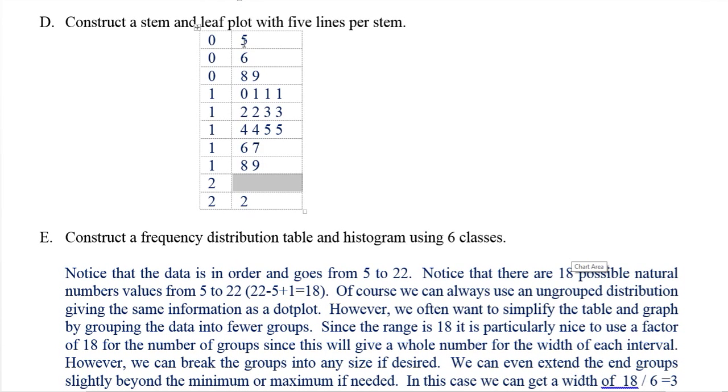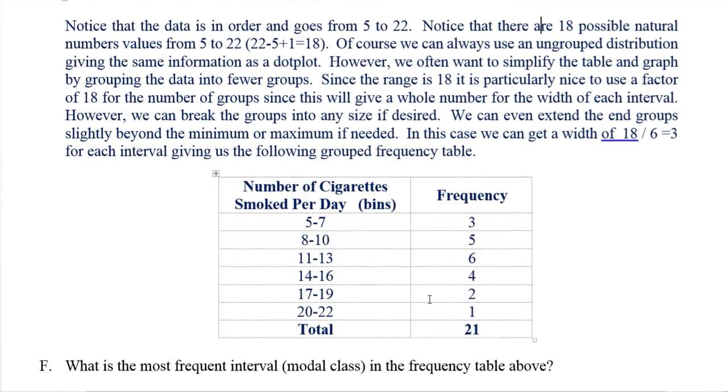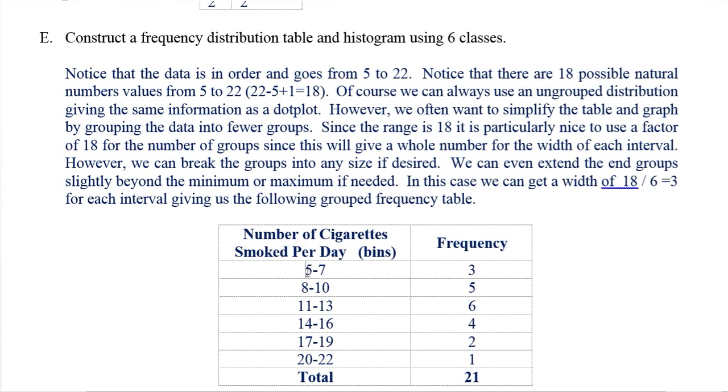So notice the data in order goes from 5 to 22. So there are 18 possible natural numbers from 5 to 22. When you're doing that, you subtract and add 1 and that will count up all of them. So that's 18. Of course, you could use an ungrouped histogram. That would be 18 groups, individuals. But if we divide that by 6, that would be 3 each. So for example, 5, 6, and 7 would be one group. 8, 9, and 10 would be another one. And so these are the groups. Now those groups are sometimes called bins.